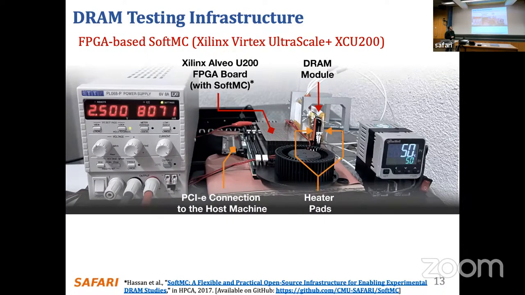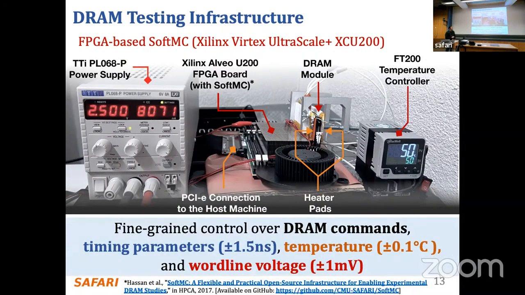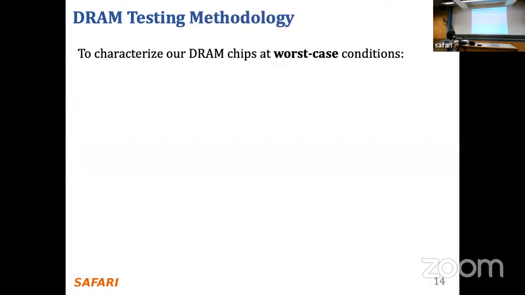In this infrastructure, we have a power supply here. We have a DRAM module here, clamped with heater pads that control its temperature. We use a temperature controller. And this power supply here supplies the wordline voltage. This infrastructure allows us fine-grained control over DRAM commands, timing parameters, temperature, and wordline voltage.